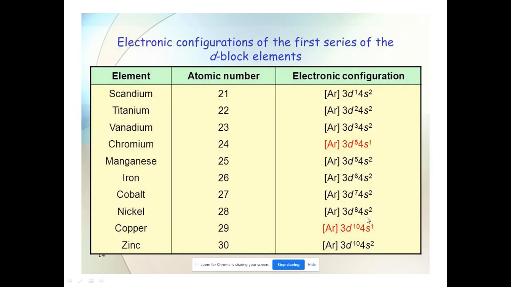Here again there is a difference in the configuration of copper, atomic number 29. Its electronic configuration is 3d10 4s1 instead of 3d9 4s2. This difference is due to the extra stability of half-filled and completely filled d orbitals. And the last element of the 3d series is zinc, atomic number 30, whose electronic configuration is argon 3d10 4s2.